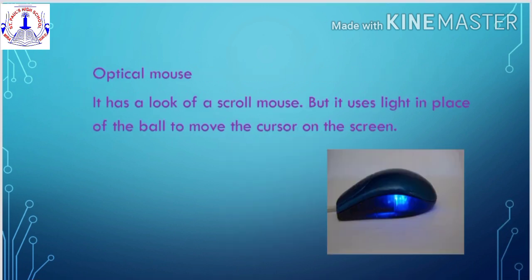Look at the picture, student. This is an optical mouse. It has a look of a scroll mouse, but it uses light in place of the ball to move the cursor on the screen.